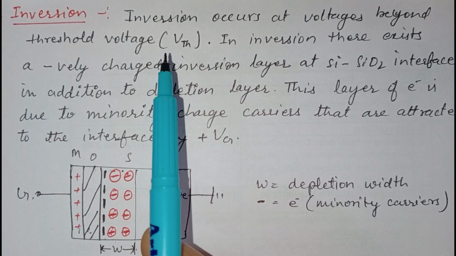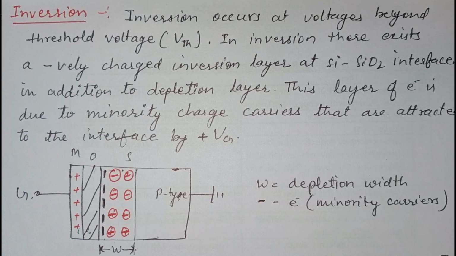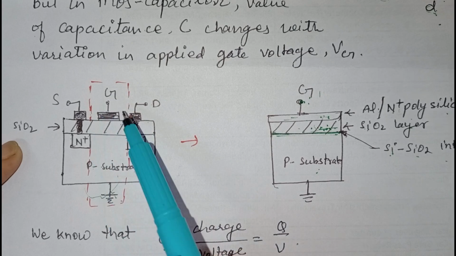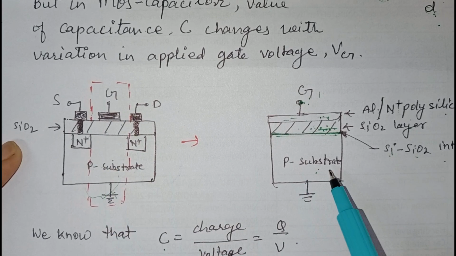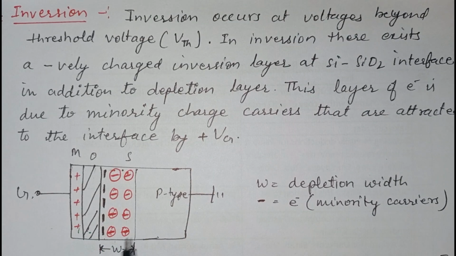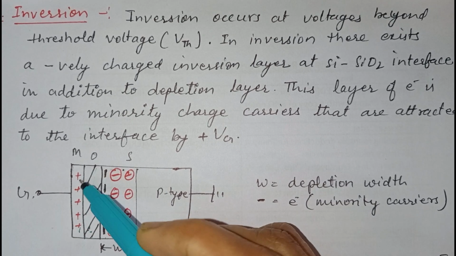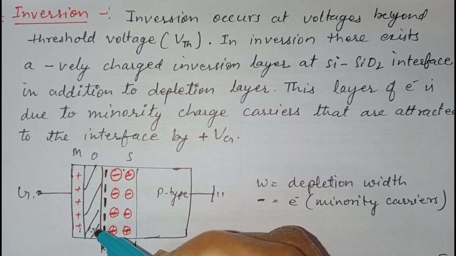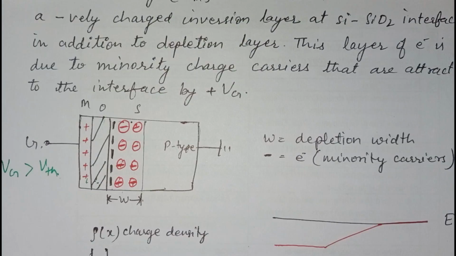In this video, we will discuss the inversion mode operation of the MOS capacitor. We know that the middle portion of the MOSFET is known as the MOS capacitor. Here it is drawn vertically, and we have drawn it horizontally here. This is the gate terminal. This is the metal side. This is the oxide layer, and this is the substrate or the bulk side.